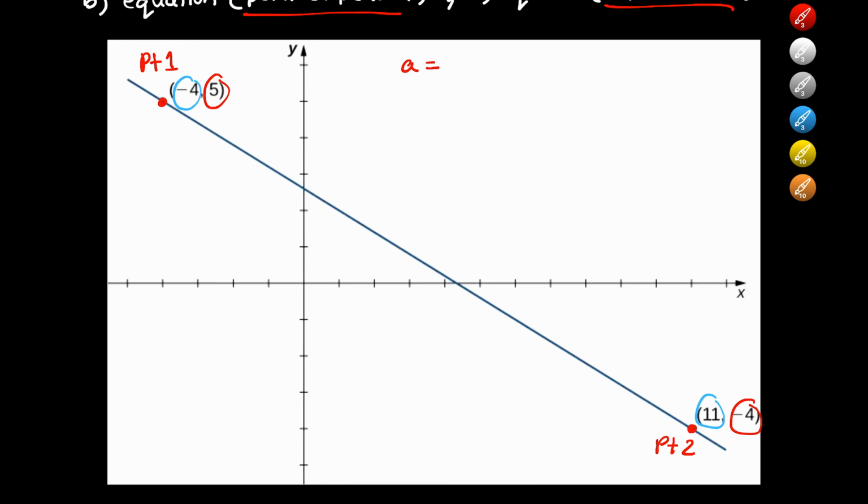So if we were to find the slope, it would be negative 4 minus 5 over 11 minus negative 4. And this is equal to negative 9 over 15. So this is our slope. And I hope this also makes sense because it's negative, which means the function is decreasing as x is increasing, and that's what's being depicted here.